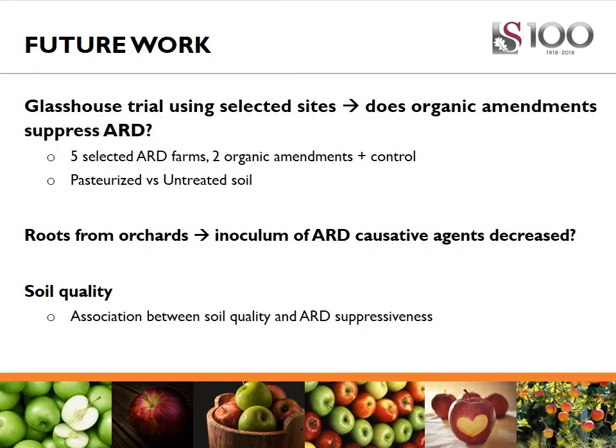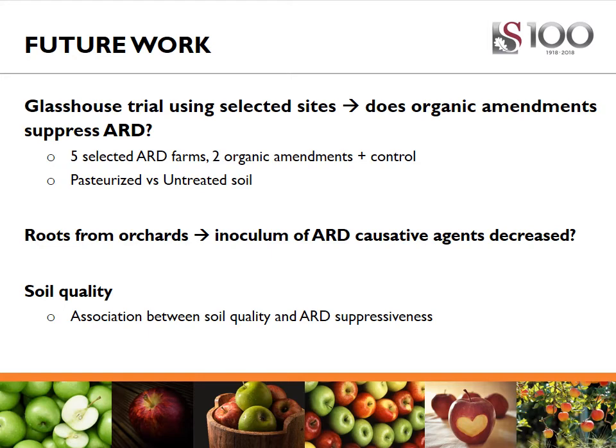Soil has been collected from the selected trial sites and a glasshouse trial has been established where seedlings will be grown in the soil collected from the control, mulch and the compost and mulch rows of each site. Once again, we will compare the growth in the orchard soil and pasteurized soil, and we will identify the presence of a range of ARD causative agents from the seedling roots. The glasshouse trial will be repeated and statistical analysis will be done to determine whether the application of organic amendments does suppress the ARD causative agents.